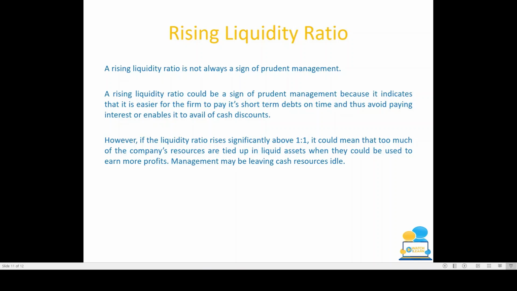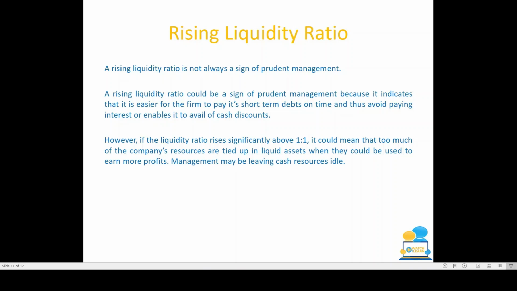A question they ask sometimes also is: a rising liquidity ratio is not always a sign of prudent management. So we were saying the asset test ratio should be over 1:1 and the current ratio should be over 2:1. But if these get really high, is that good? So a rising liquidity ratio could be a sign of prudent management because it indicates that it's easier for the firm to pay short-term debts on time. So if it's over 1:1, they should be able to pay their short-term debts as they fall due, for the asset test or quick ratio. And if they do that, then they'll avoid paying interest or they will avail of cash discounts.